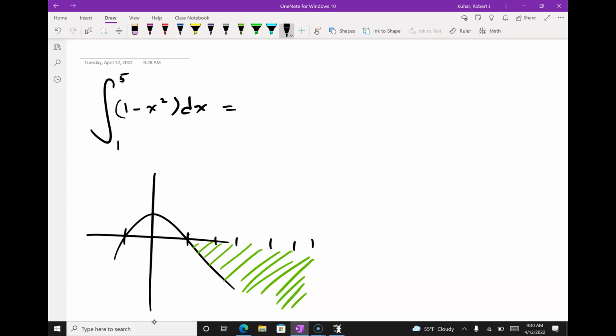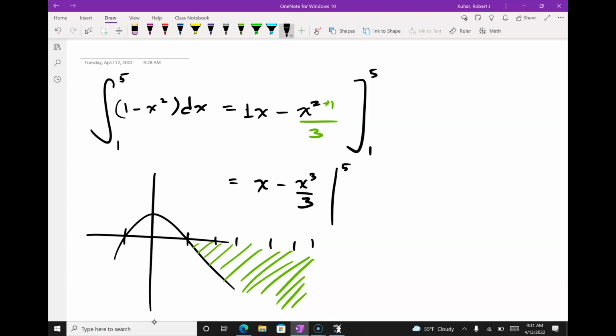So let's do the antiderivative first. Let's do the definite integral first. If I have a slope of 1, what was my original function? X, exactly. And for negative x squared, I'm doing the power rule here. What do I do? Add 1 to the exponent, divide by the new exponent, and then evaluate at 5 and at 1 and subtract. So I have x minus x cubed over 3 evaluated at 5 and at 1, and then I subtract. Is everybody with me?